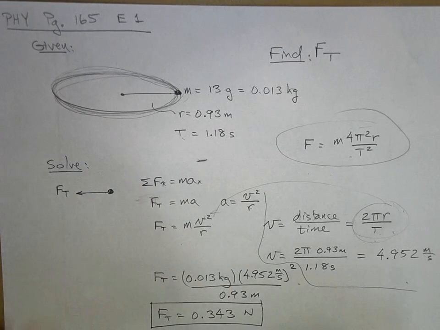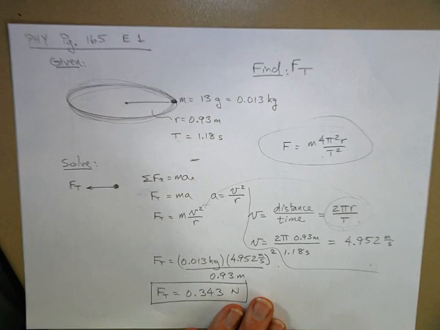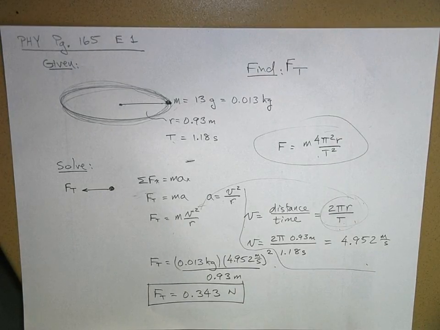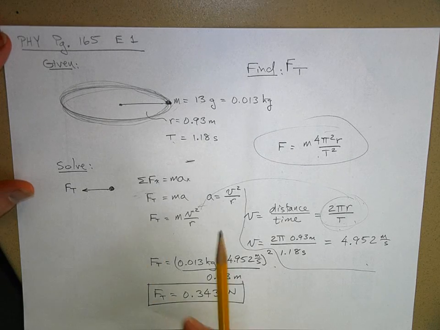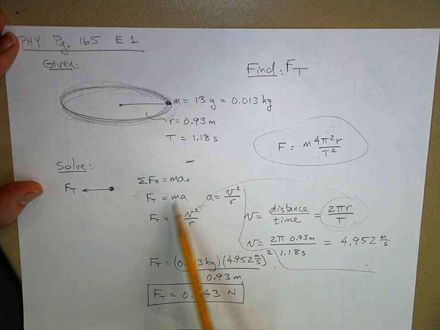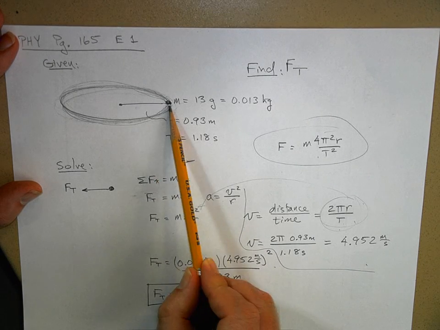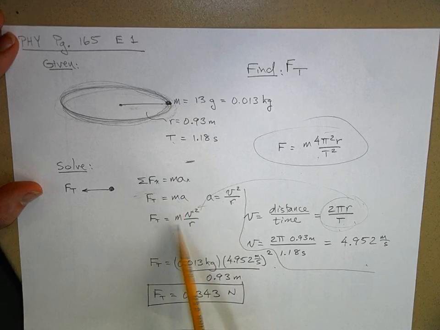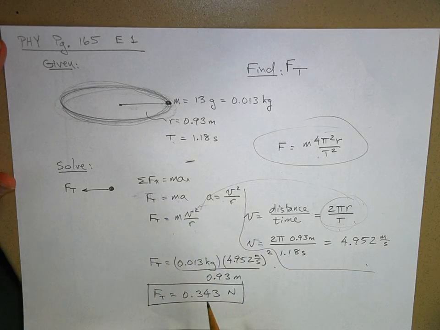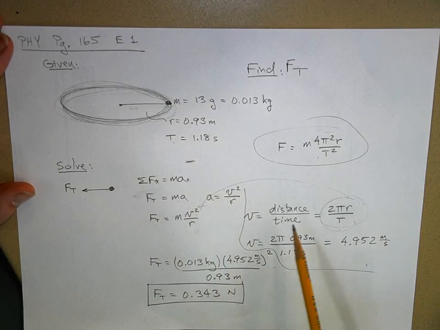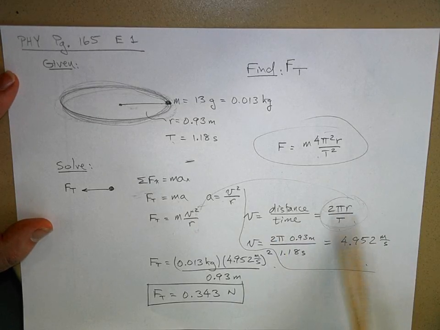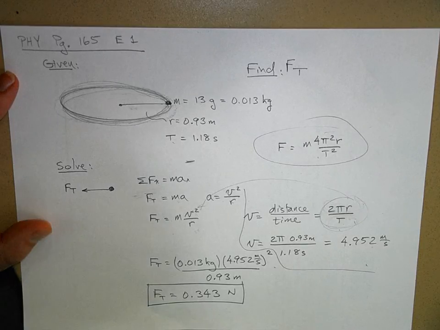Okay, let's zoom out so we can see the whole thing. Here's how you solve this problem. You're given an object spinning in a horizontal circle. We're going to ignore gravity for now, just to keep it simple. What's the tension force? Since the tension force is causing the acceleration, the tension force is equal to m v squared over r, because we have centripetal acceleration, uniform circular motion. But we have to figure out what v is, what the speed is. The speed is the distance over time. Get that value, plug that in here, and you have the tension force.